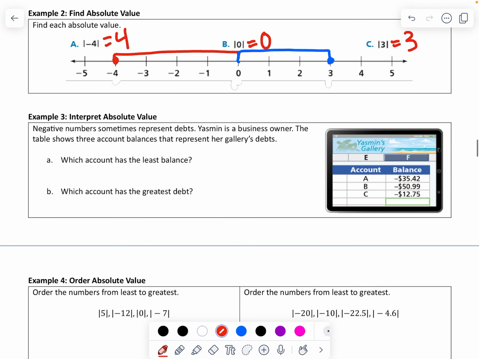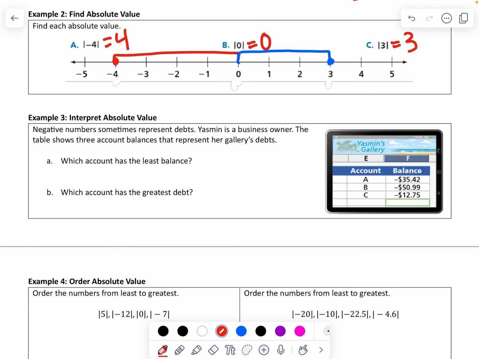All right. Example 3 says interpret absolute value. So negative numbers sometimes represent debts. Yasmin is a business owner. The table shows 3 account balances that represent her gallery's debts. Which account has the least balance and which account has the greatest debt?